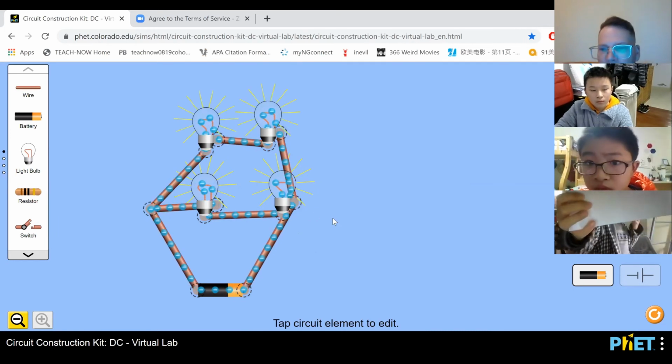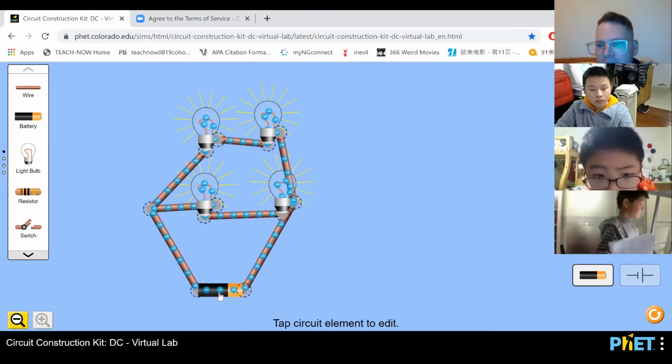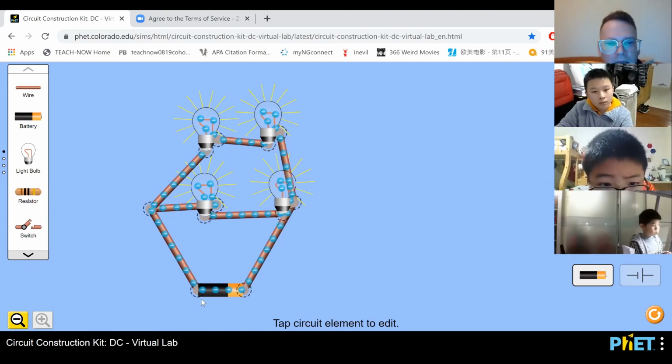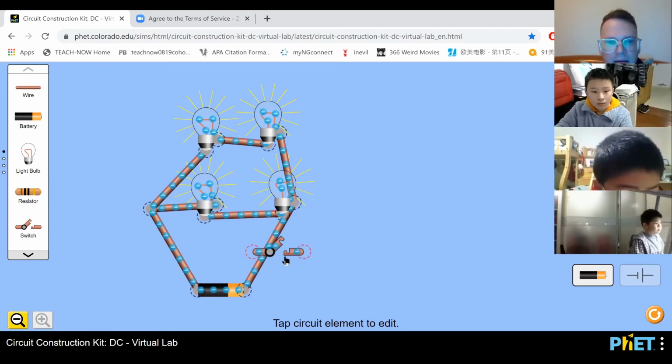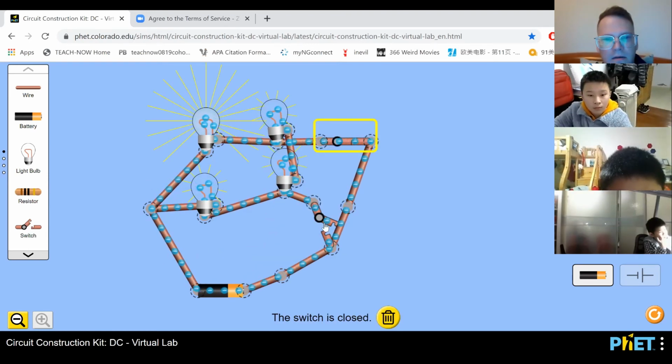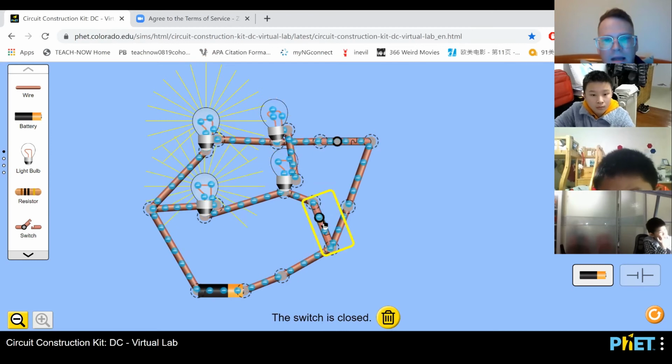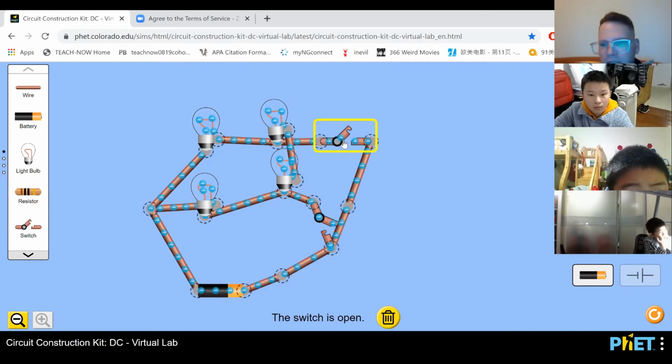All right, so we have 1 battery. I got it. Thanks, Andy. So we have 1 battery and we have 4 light bulbs. Now let's add in some switches, right? I don't know. What do you think, boys? We have all switches open.